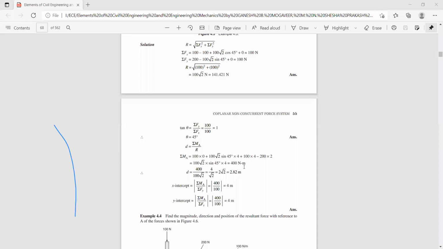The units are most important, because if you don't write the units and people simply write 400, it doesn't carry any meaning. So with the answer, you have to write the appropriate unit. The unit for moment is Newton meter.